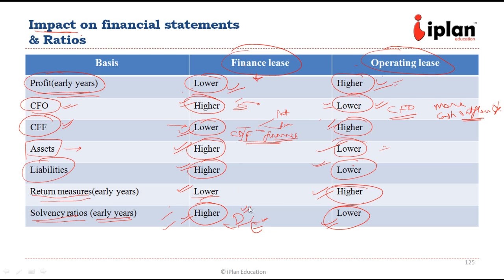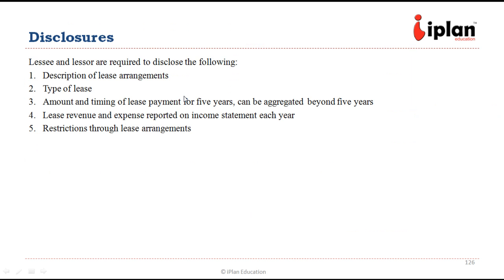Now let us move to the next slide. Disclosures. So these are the disclosures which are required to be made by lessee and lessor in their accounts. First is the description of lease agreements. Second is the type of lease, whether it is capital or operating lease. Then the amount and timing of the lease payment for 5 years. They can be aggregated beyond 5 years as well if required.